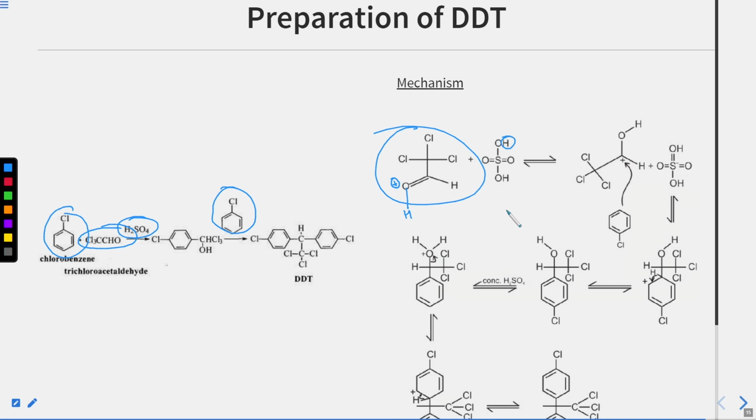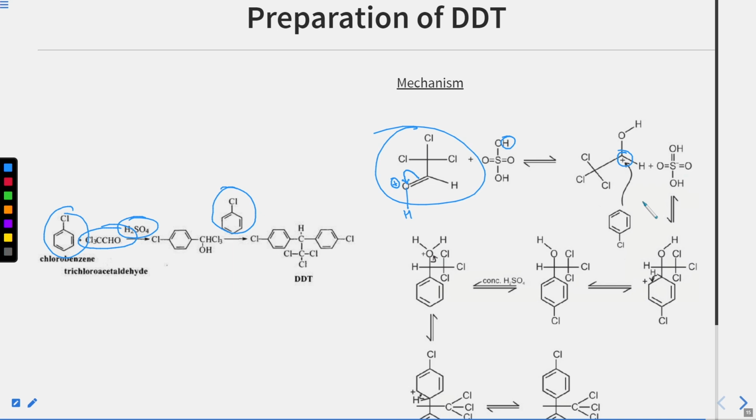Now, since it has a positive charge, to neutralize this, what happens? This bond pair goes onto oxygen. This step can occur simultaneously, so that it attacks at the same time, and the bonded pair goes onto oxygen. But to make things simpler, I have done it in two steps. First, it is protonated and the double bond is shifted onto oxygen. Then, due to this, we get a positive charge on carbon.